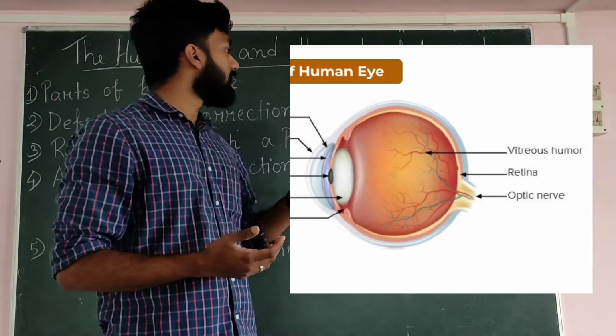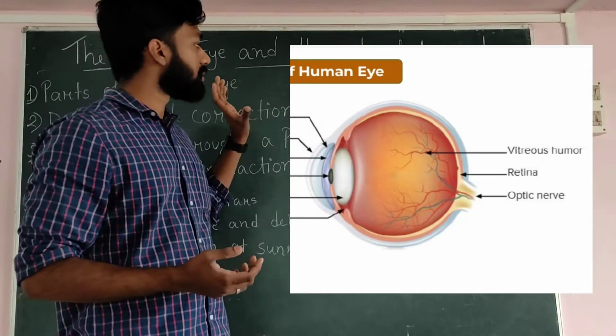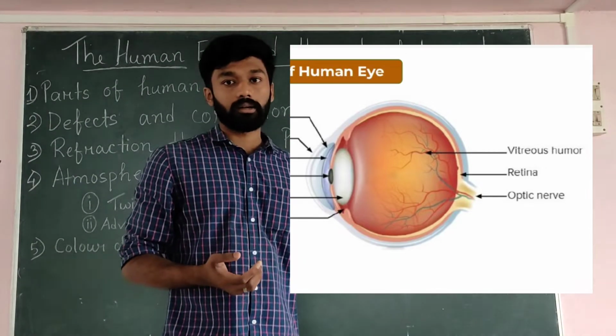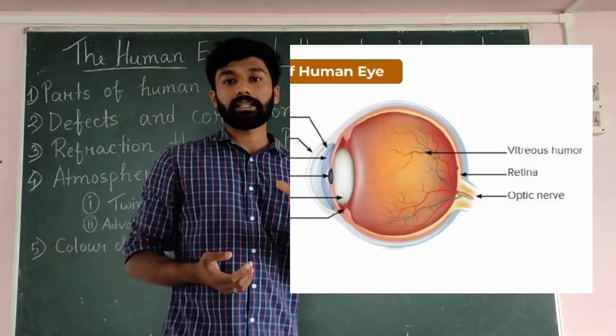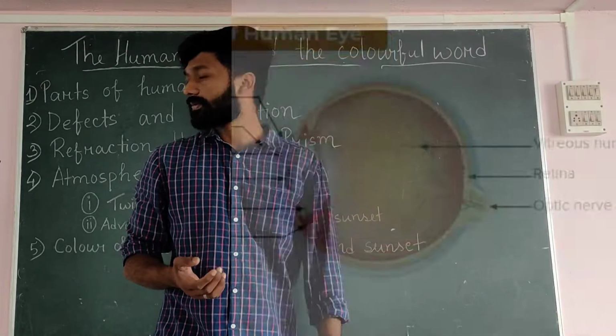So the main thing is, for this image formation, the image should be formed at the retina. If there is some defect, some problem.